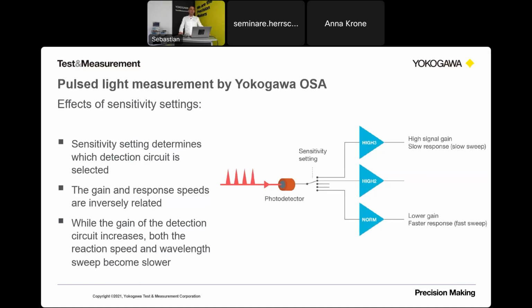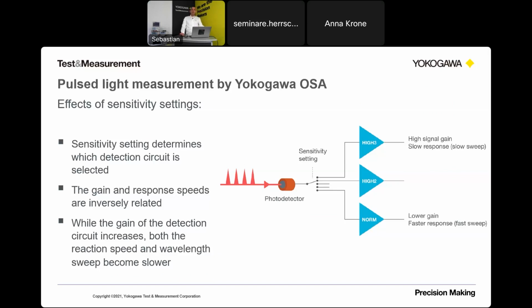Before we come to the different settings, I will give a short introduction about the capabilities of our OSAs and what needs to be taken into consideration. Our spectrum analyzers come with different sensitivity settings. Each sensitivity setting has its own dedicated amplification circuit. And the sensitivity setting you are selecting determines which amplification circuit is selected.